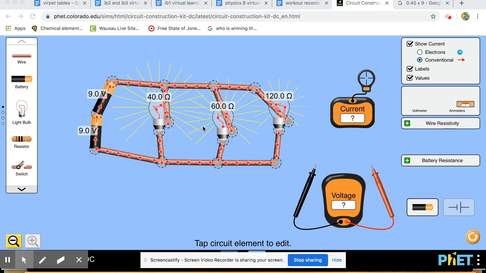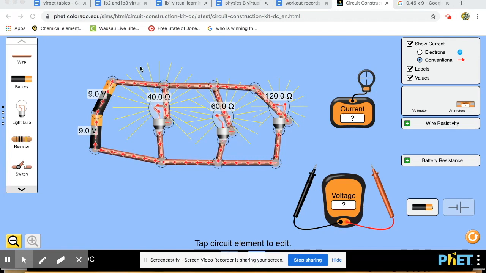But right off the bat, you notice that the 120 ohms, the highest ohms, is the dimmest light bulb, and the one with the least amount of resistance is the brightest light bulb. It's because it takes more energy to go through this light bulb than it does this one. It's a lot easier to go through this light bulb.